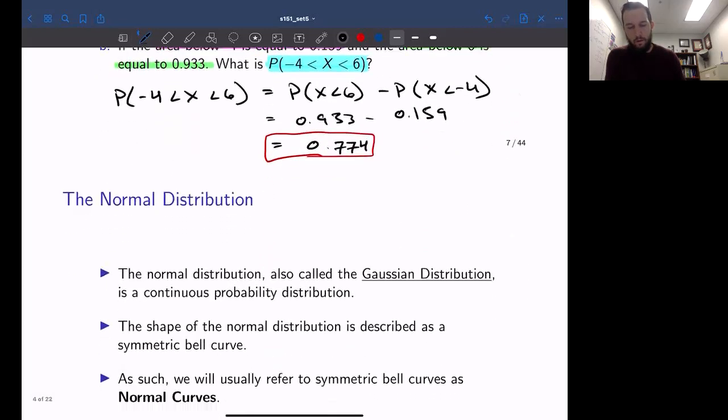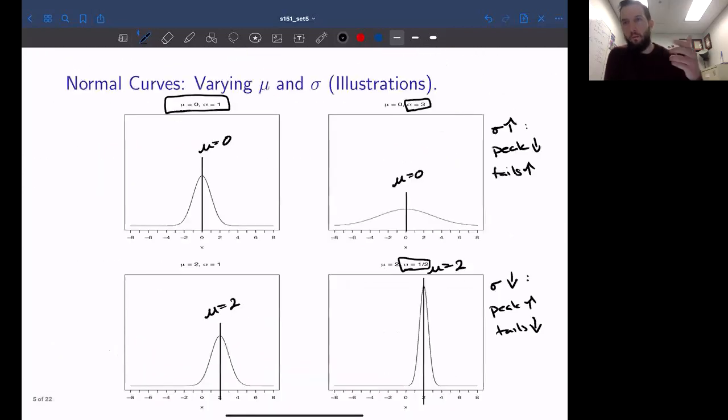But with that being said, what we are building towards is finding area underneath the normal curve. And for finding area under the normal curve, we will always be able to figure out any particular region because we have what is called the normal table. And I'll introduce that in a little bit.